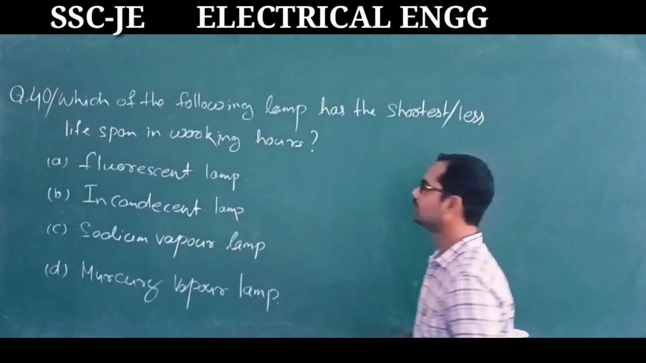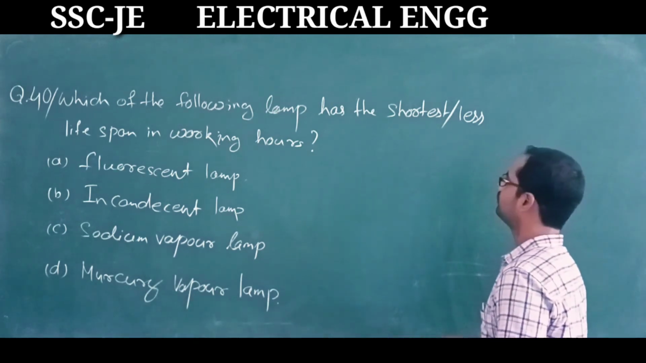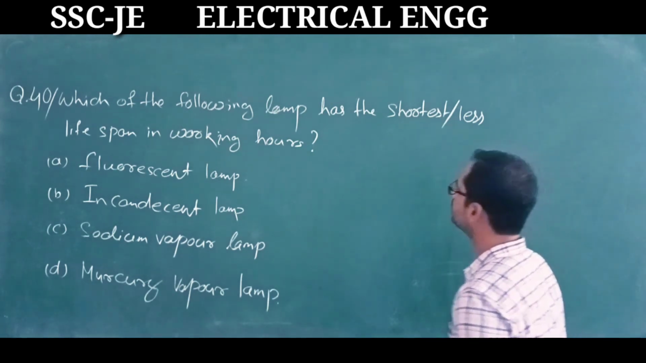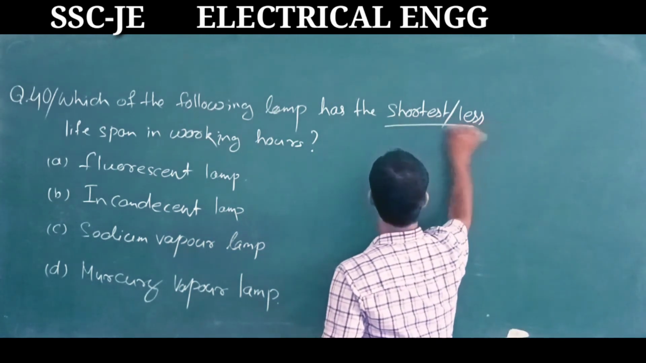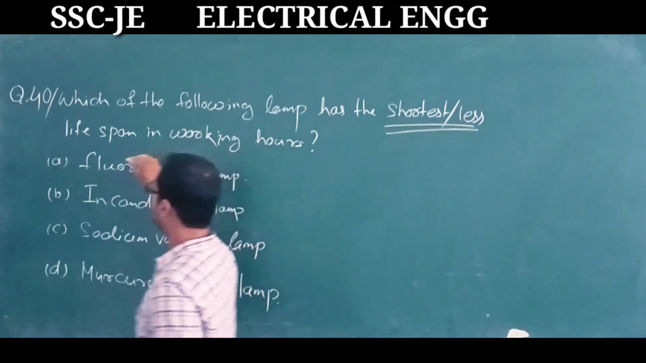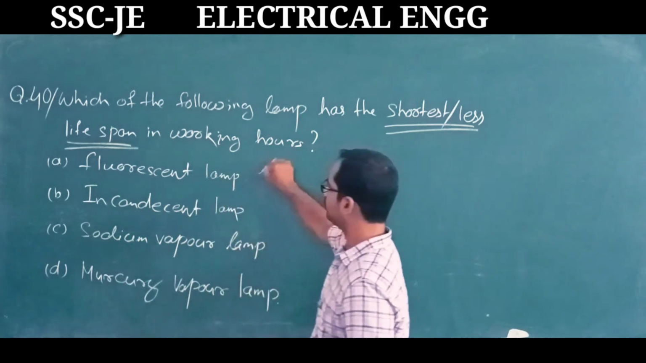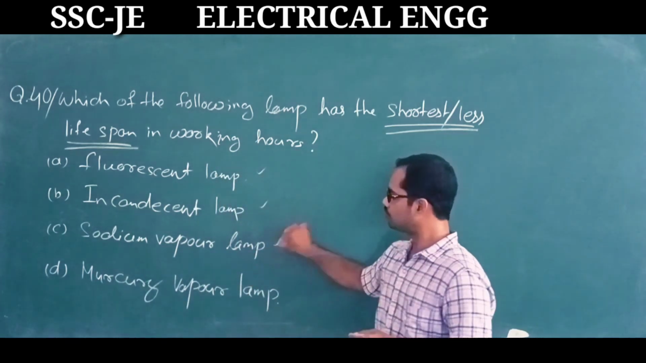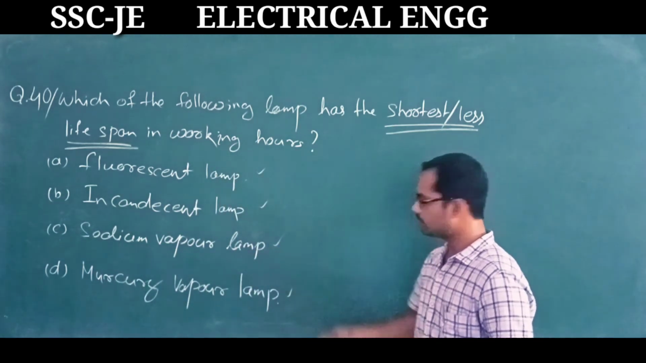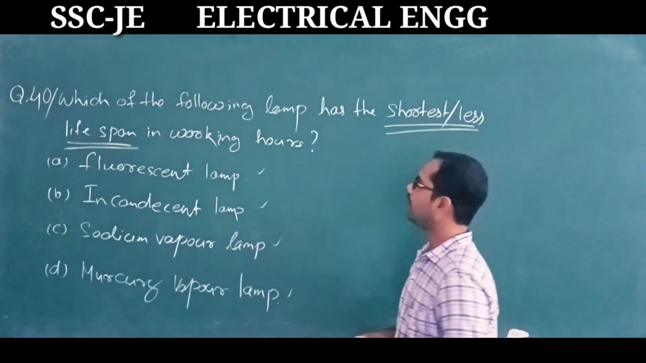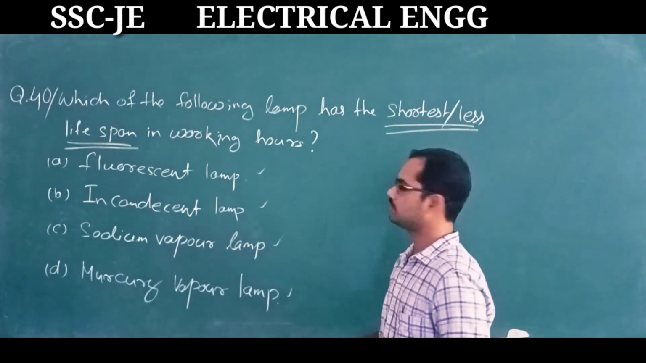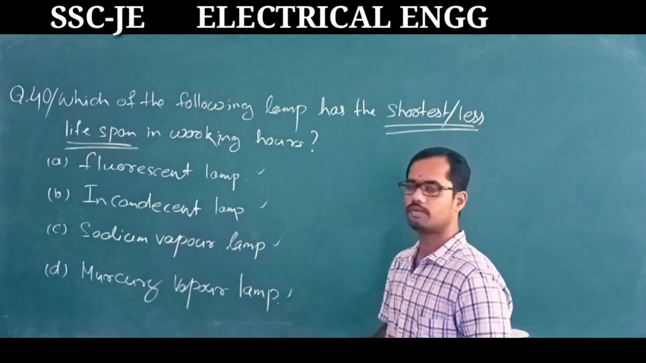Coming to the last question. Which of the following lamps has the shortest or lowest lifespan? The question is to find the shortest lifespan among the lamps. The lamps are fluorescent lamp, incandescent lamp, sodium vapor lamp and mercury vapor lamp. The lifespan means the working hours, how many hours the lamp will work.